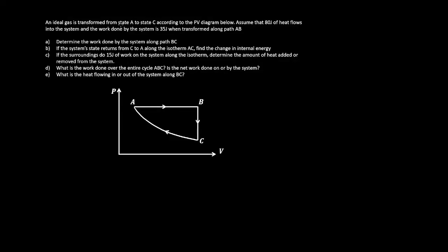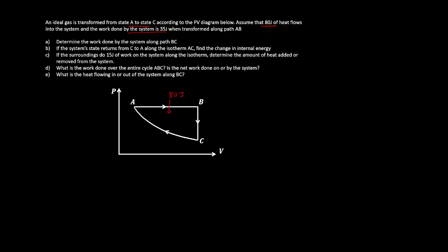An ideal gas is transformed from state A to C according to the pressure volume diagram below, and we're told to assume that 80 joules of heat flows into the system, and the work done by the system is 35 joules when transformed along path AB. So what we have is 80 joules of heat going into the system.